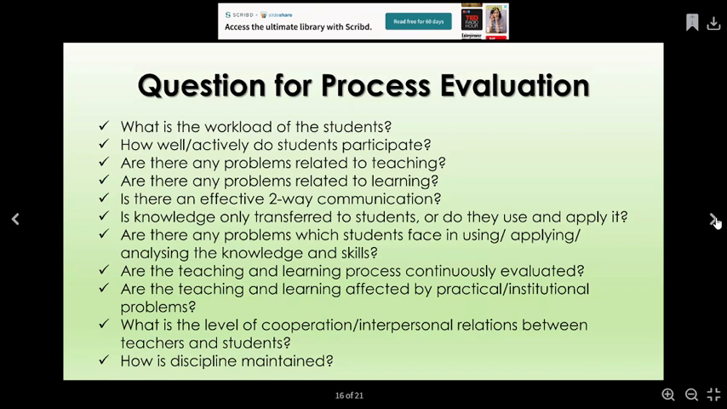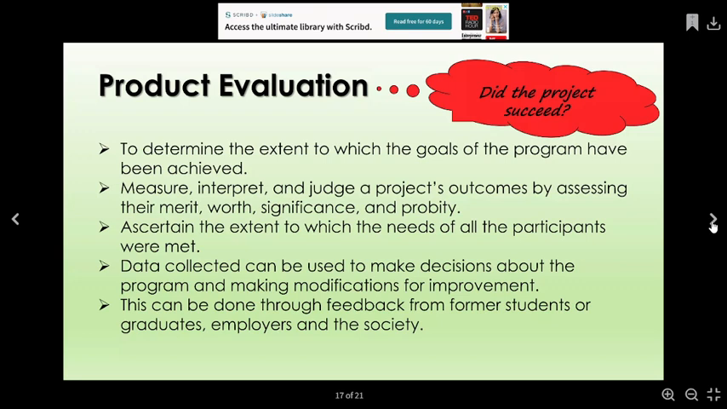Coming to the questions for process evaluation: when implementing the curriculum, preference should be given to the student's point of view. What about the workload of the students, are they actively participating, and what are the challenges or concerns related to teaching and learning? Is there effective communication between the teacher and students? Is the teaching-learning process continuously evaluated? What is the level of interpersonal relation, and what about the discipline maintained along the course?